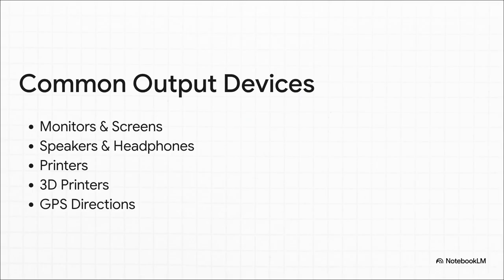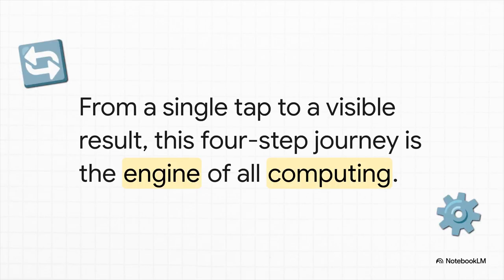A document that comes out of a printer? That's output. A physical model made by a 3D printer? Also output. Even the voice giving you turn-by-turn directions from your GPS is a form of output. It's really any way the computer presents its results back to the world. So there you have it. Input, processing, storage, and output. From that one simple tap all the way to a video playing on your screen, you've just witnessed the entire cycle. This simple 4-step journey is the fundamental engine humming away inside every single digital device we use.